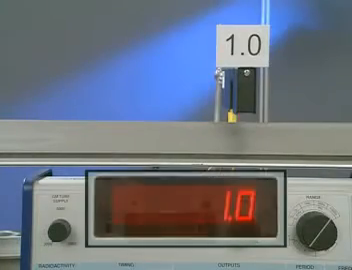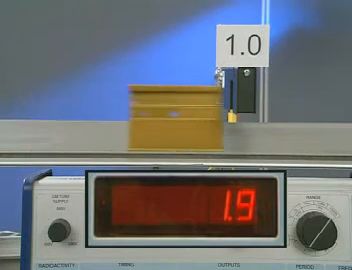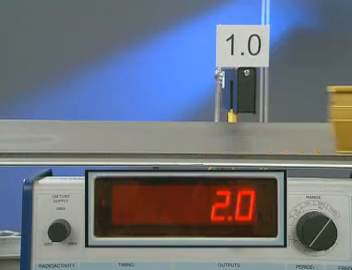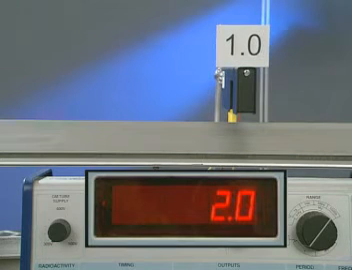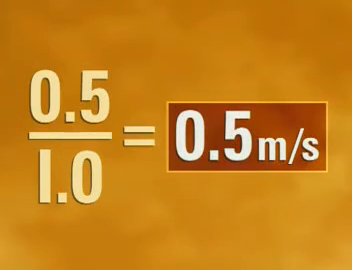The timer reads 1 second at the start of the next half metre. And 2 seconds at the end. Again, distance travelled is 0.5 metres and time taken is 1 second, so the average speed is still 0.5 metres per second.